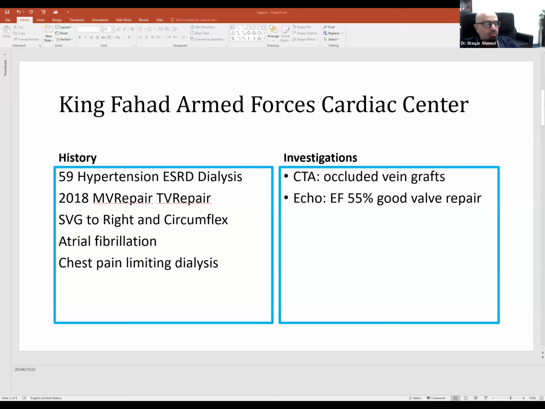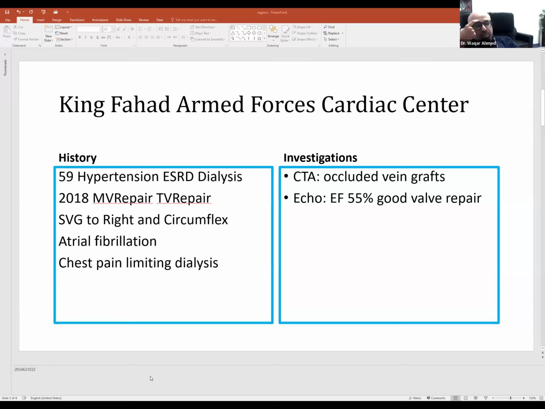So I'm going to now go to his angiograms because it was done in 2 stages. The first stage was done a couple of weeks ago, and the other procedure was done just on Thursday. So this is an angiogram.